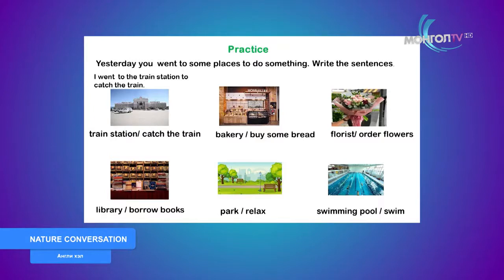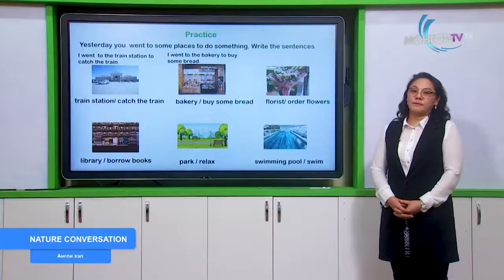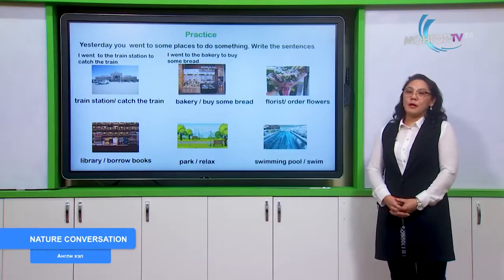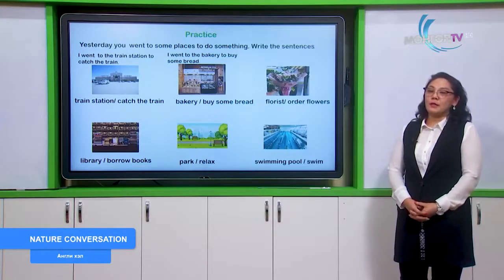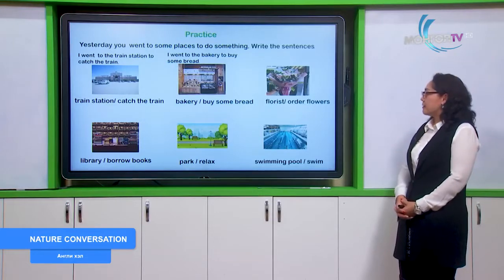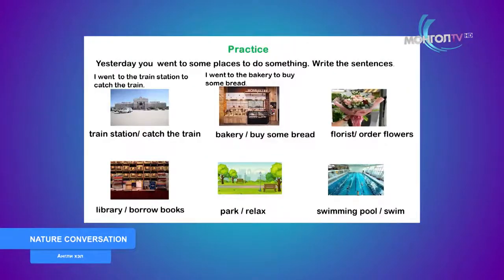Okay, the next sentence is, I went to the bakery to buy some bread. Your purpose is to buy some bread. Okay? Now I am waiting for you to make the third sentence. The given prompt is florist, or the flowers.